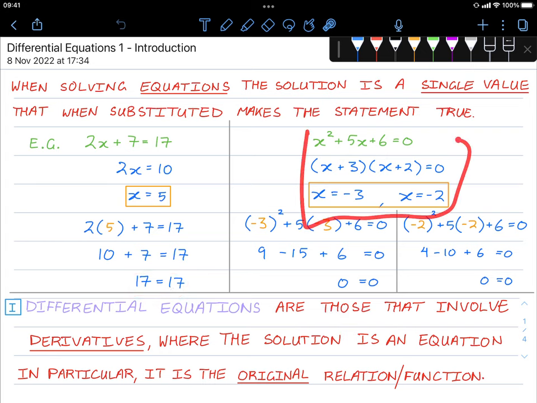Likewise here, with this quadratic equation, when we solve and then substitute, like so, we get a true statement, 0 equals 0. You can test substituting any other value just to really demonstrate this idea.